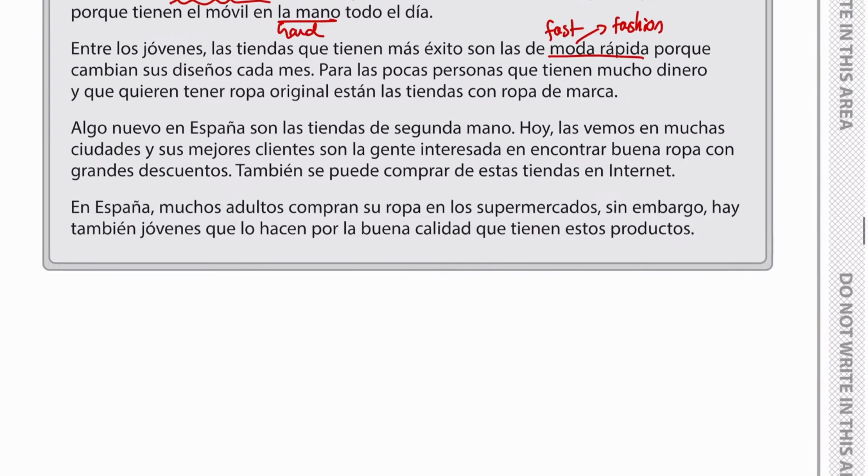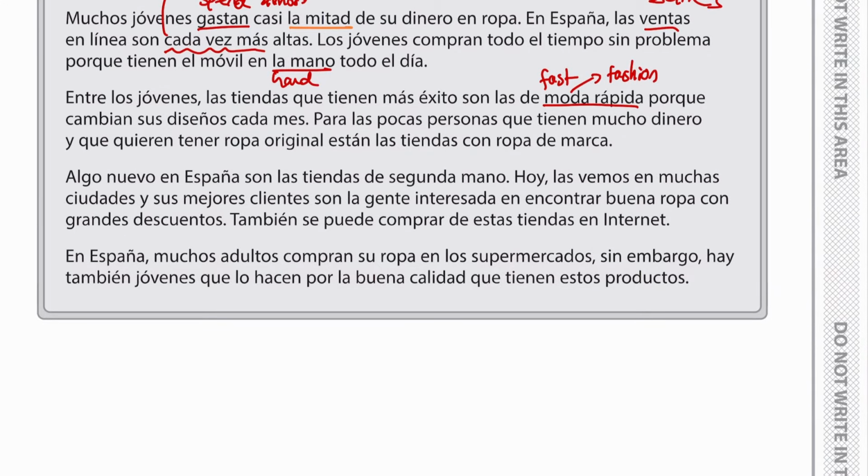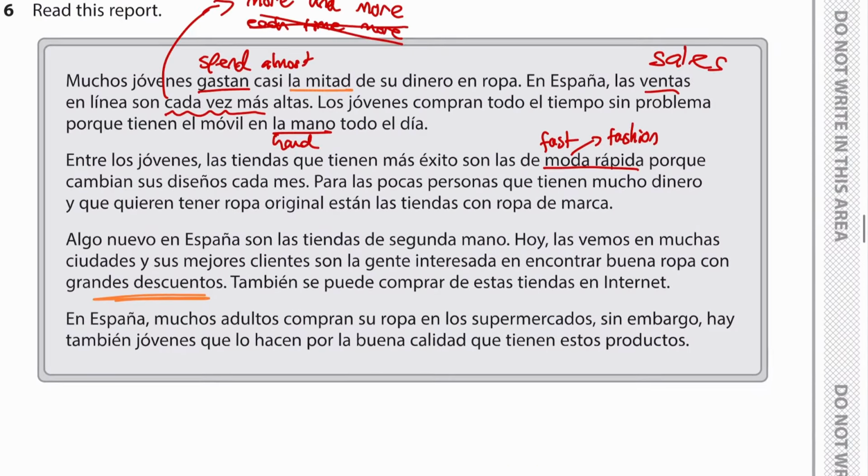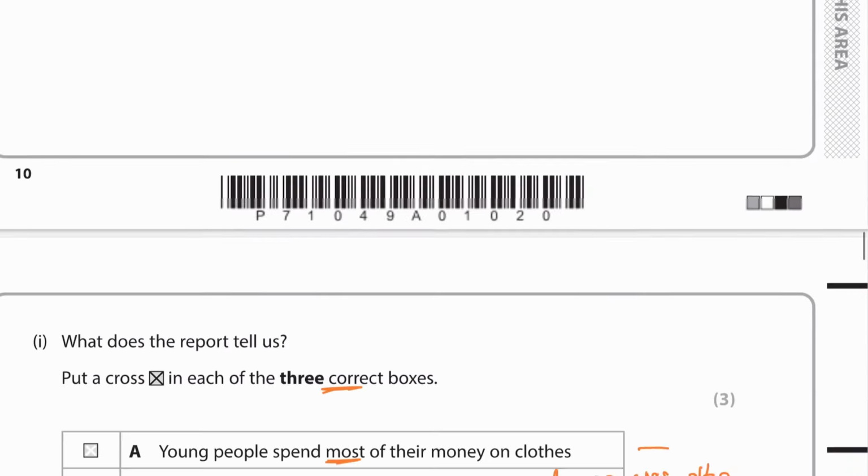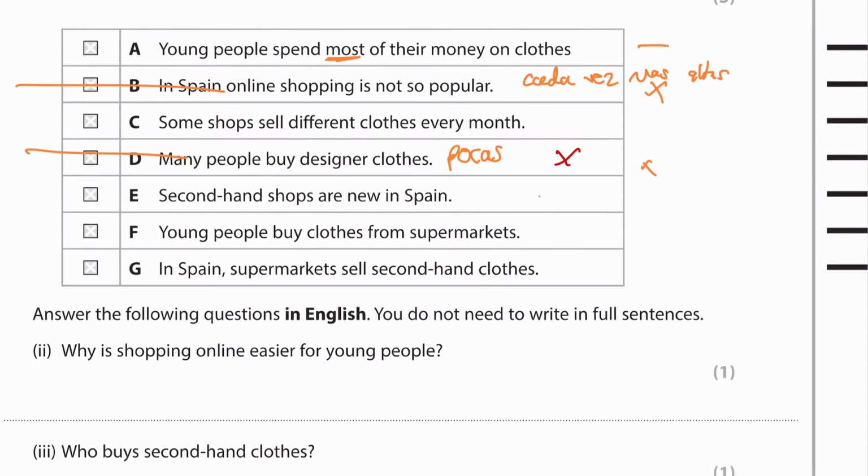Second-hand shops. We've not seen this word yet. Here it is. Segunda mano. Algo nuevo en España son las tiendas de segunda mano. Hoy las vemos en muchas ciudades y sus mejores clientes son la gente interesada en encontrar buena ropa con grandes descuentos. So people are looking for big discounts. También se puede comprar de estas tiendas en internet. Okay. And then did it say second-hand shops are new? Yes. So I think E could be correct. Yes, second-hand shops are new in Spain. That could be correct.